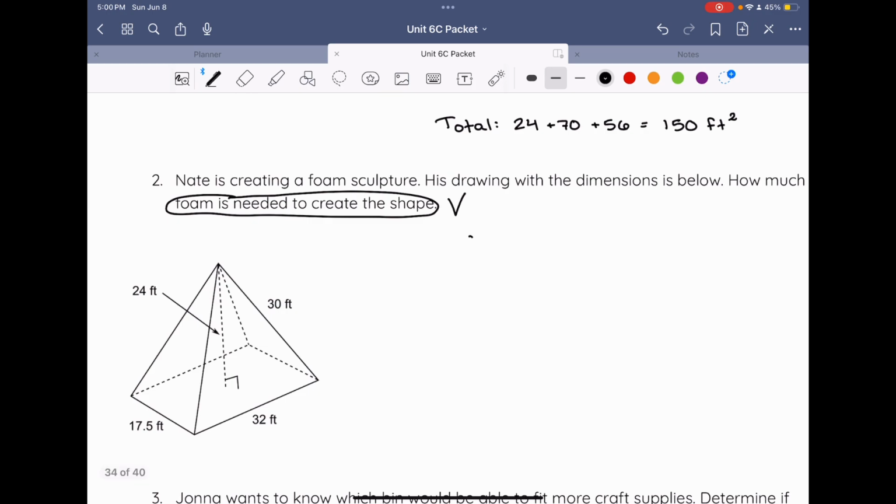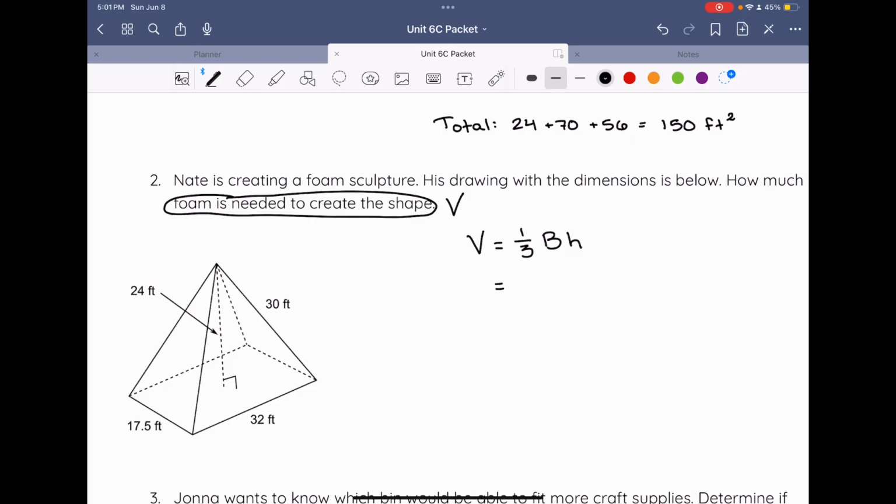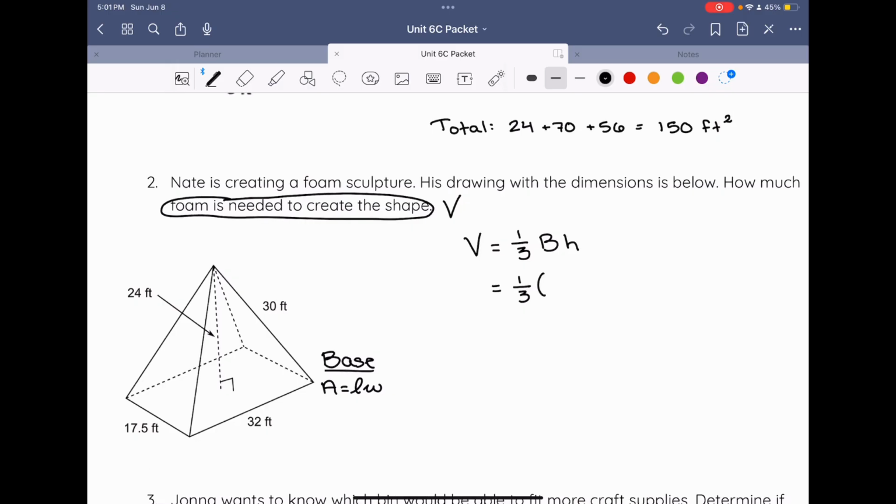Remember, for a pyramid, volume formula, V equals 1/3 capital B times our height, so equals 1/3 area of the base times the height. Our base is a rectangle, so area equals length times width. So I can either do length times width and just plug everything right into there, or I can calculate that base on my own separately and then plug it in. So 17.5 times 32.